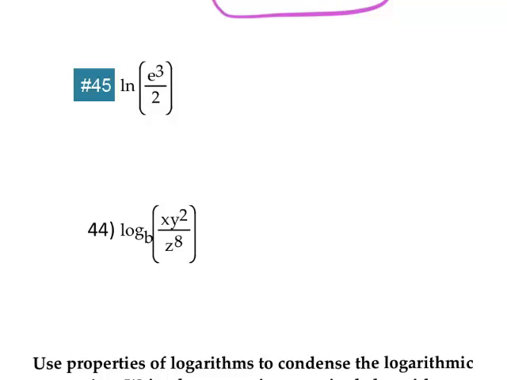Alright, 43, this says ln, which stands for natural log, so that's no big deal. It's got the same properties really as logarithms. We've got division here, so we're going to split this up into subtraction. The natural log of e cubed minus the natural log of 2. Now, ln and e go together. Anytime they're together, we can cancel them out. So that leaves us with 3 minus the natural log of 2.